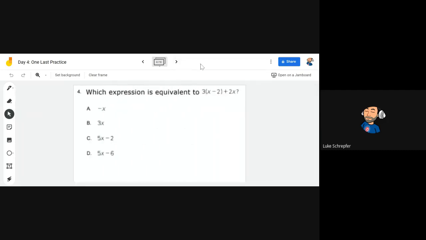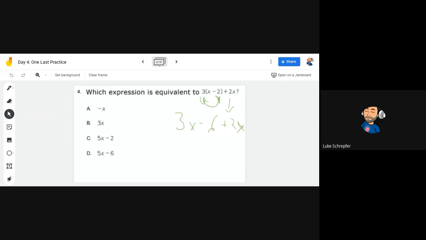Next problem. Which expression is equivalent to 3x minus 2 plus 2x? Now we're still using distributive property here, folks. So 3 times x is 3x. Then we go 3 times 2 is 6. Drop the minus sign. And we don't multiply the 2x because it was outside of the parentheses. Now that's an x, and that's just my bad handwriting.